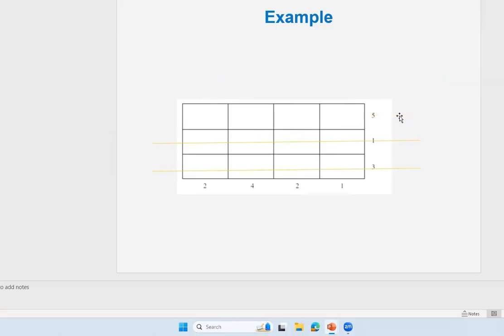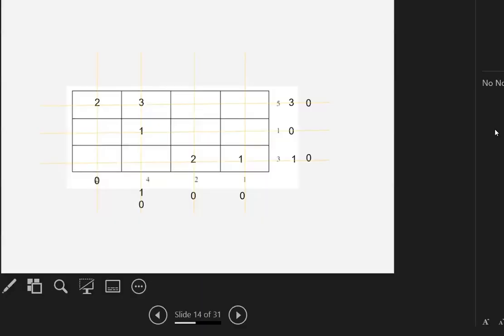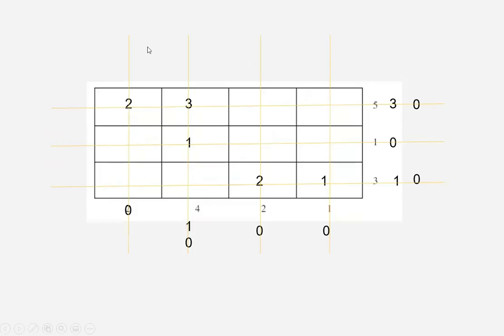Any question about this? That was called the northwest corner method. And then the second method is called the minimum cost method. Very similar to what we had, with only one difference.